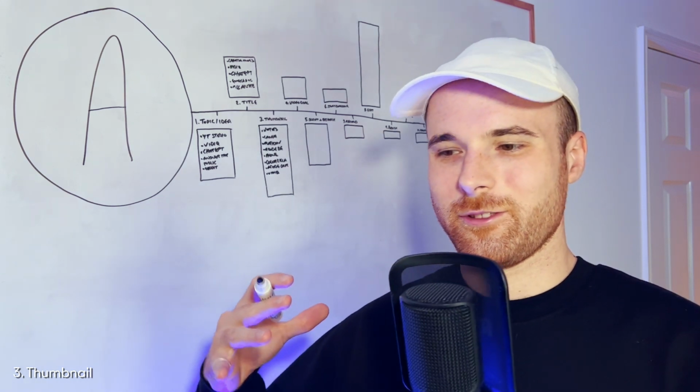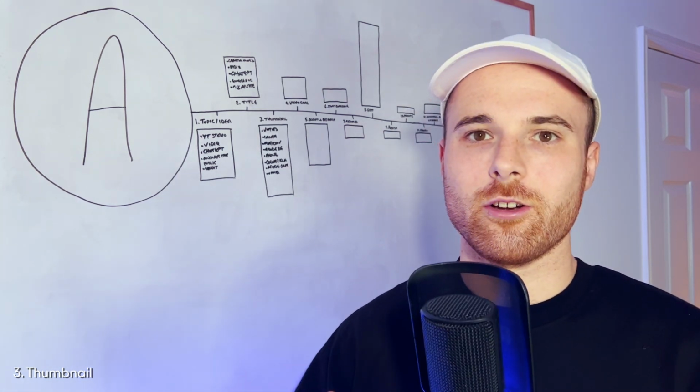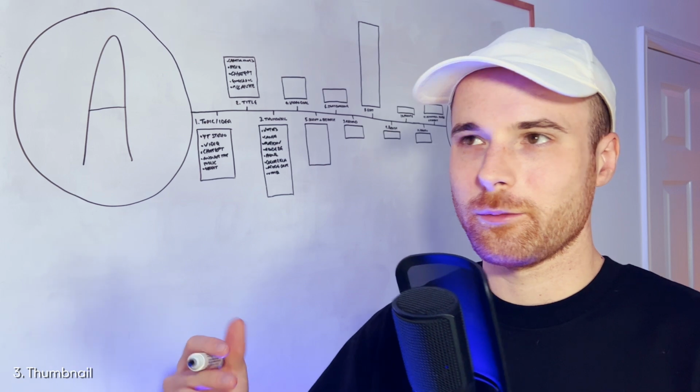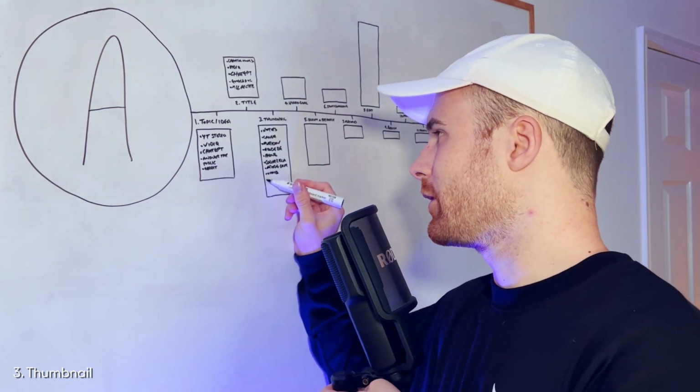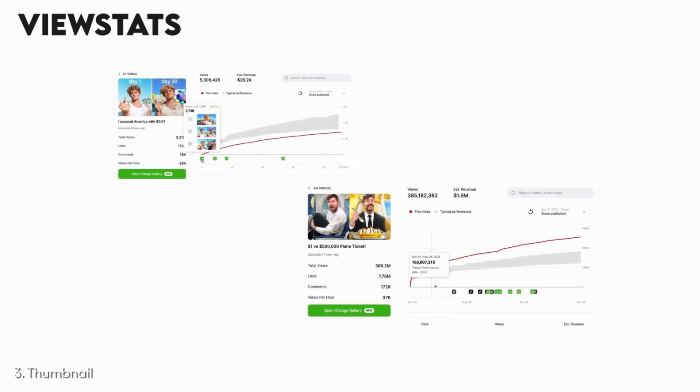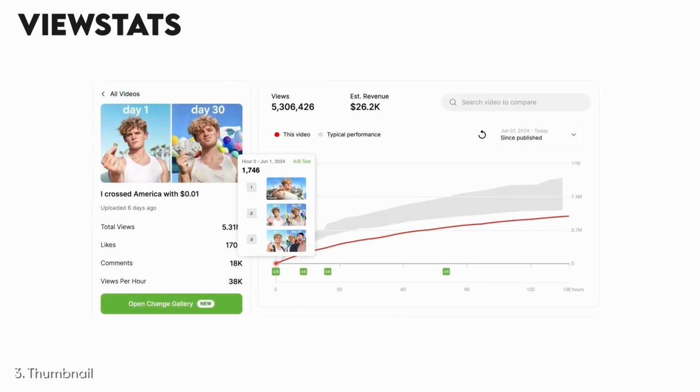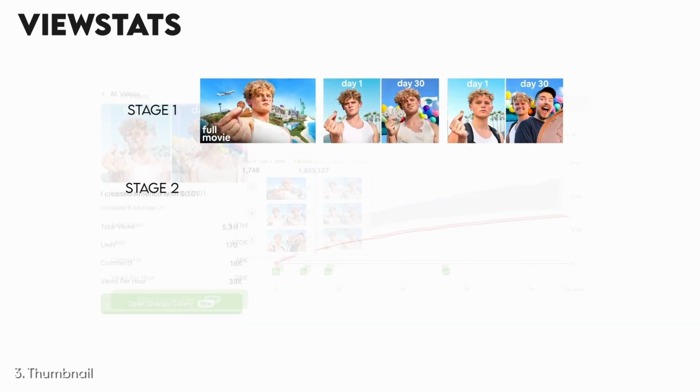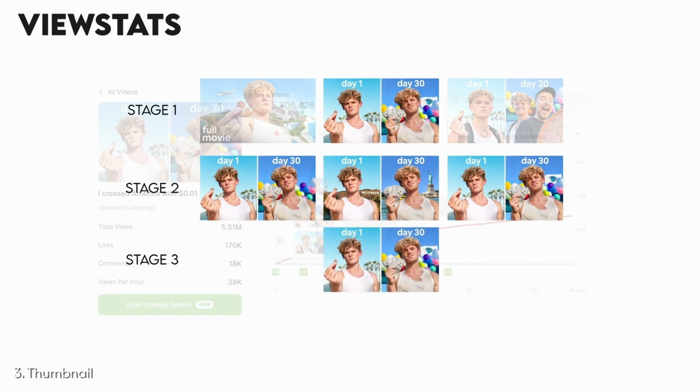One really cool tool that I like using to get a behind the scenes look at how other creators choose their thumbnails is a tool called View Stats. It lets you see when creators change their thumbnails, the thumbnails they used in their A/B tests, and how this impacted their views. And it also lets you see title changes too. You can then use what they learn from their thumbnail changes to help you make better thumbnails.